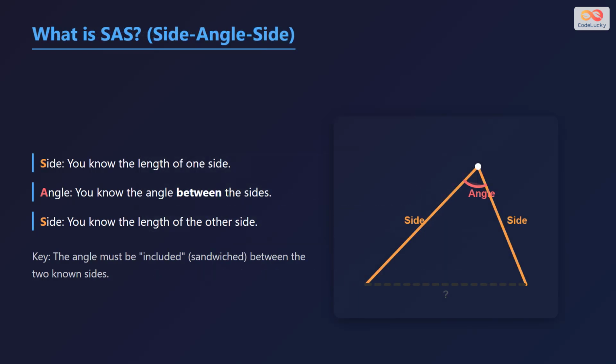So, when do you use this? You use it in the SAS scenario. This stands for side, angle, side. It means you know two sides of a triangle, and most importantly, you know the angle exactly in between them. This is called the included angle.